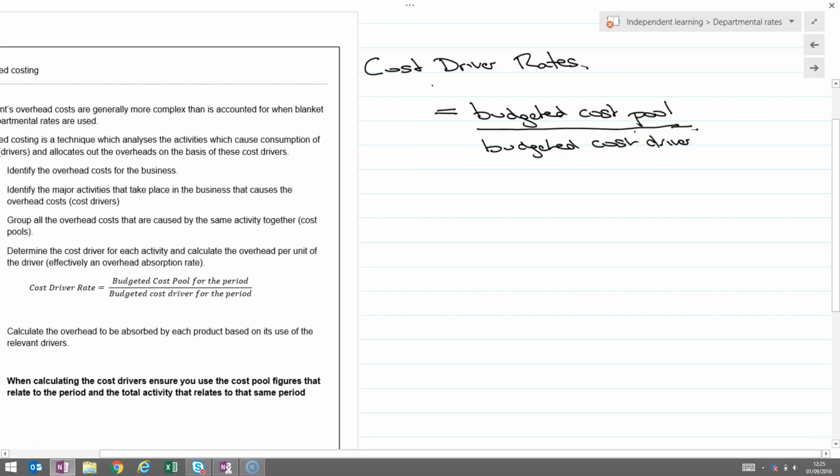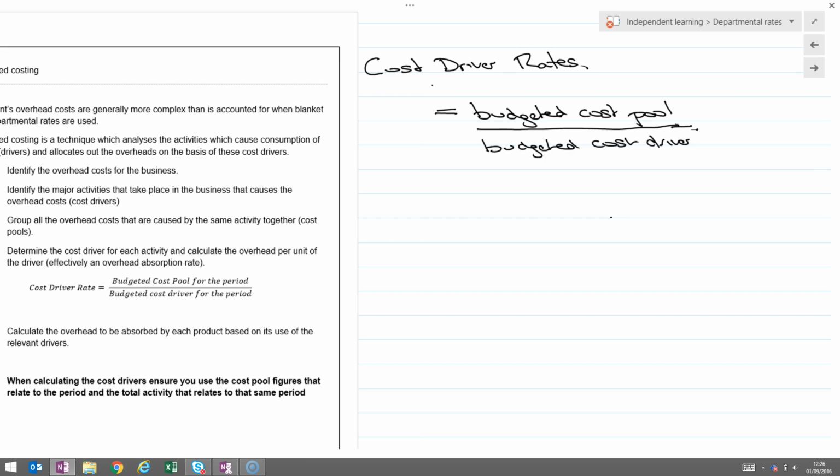A cost pool is a collection of overheads that are all caused by the same activity. So we add together all the overheads that are caused by the same activity, and that's our cost pool. The activity that caused those overheads is the cost driver. Okay, so we've got a cost pool, which is a collection of overheads, and we've got a cost driver, which is the activity that caused those overheads.